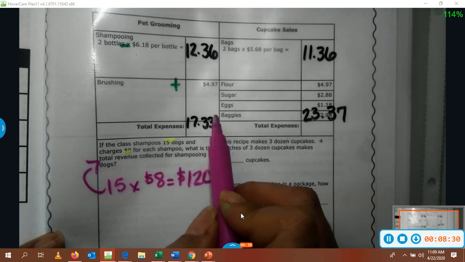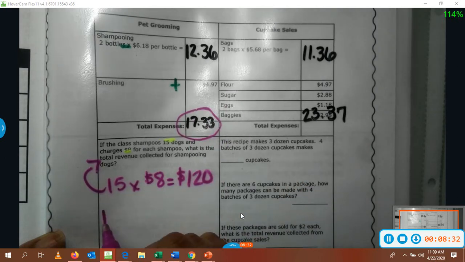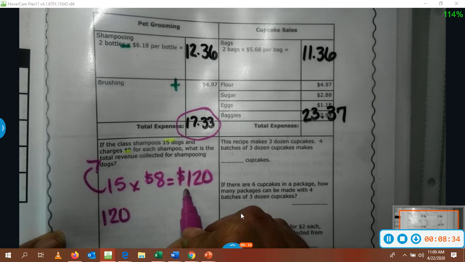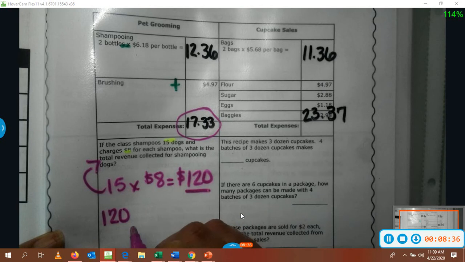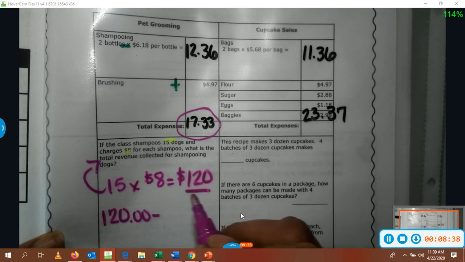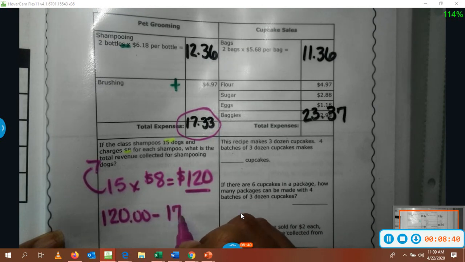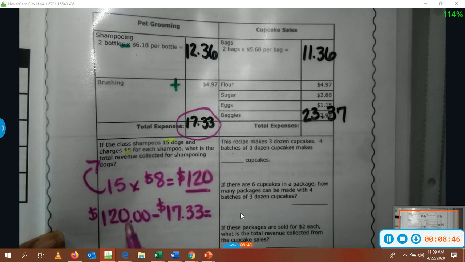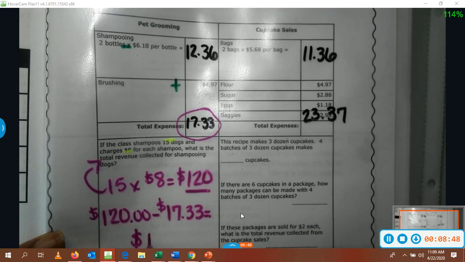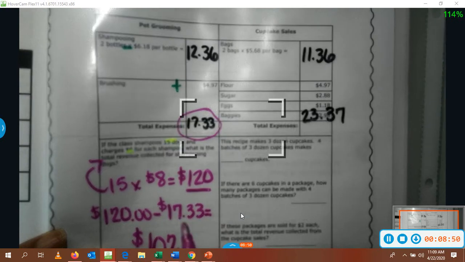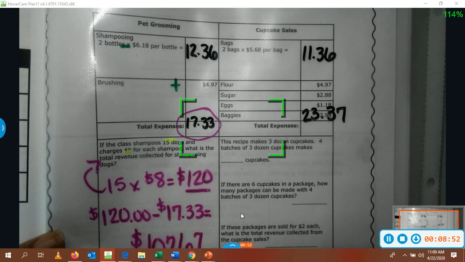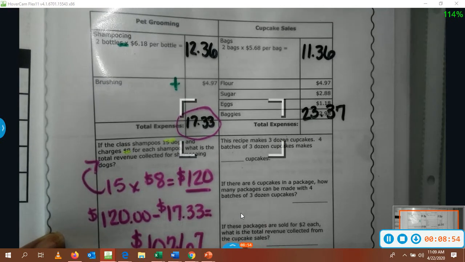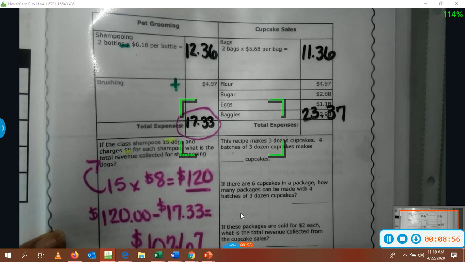Now remember the total expenses. So you take the total of what they made, minus $17.33, equals $102.67. So their total revenue was $102.67.